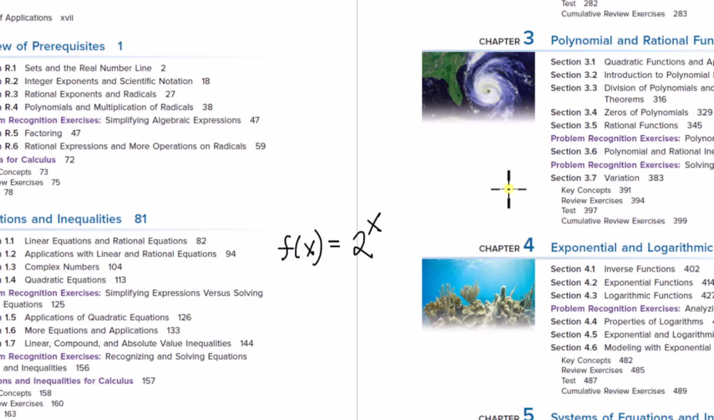Okay, so now we can compare this to, let's say, a polynomial term, x squared or x cubed, or maybe a rational term or a radical term. We can see that the difference is that for these cases, the base is variable. The base can be any number, as opposed to here, it's flipped. The base is constant and the exponent is variable.